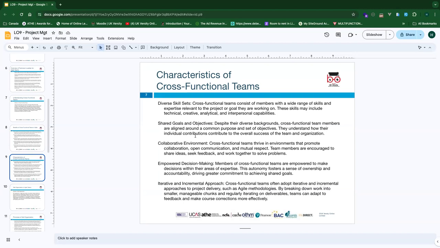Iterative and incremental approach. Cross-functional teams often adopt iterative and incremental approaches to project delivery, such as agile methodologies. By breaking down work into smaller, manageable chunks and regularly iterating on deliverables, teams can adapt to feedback and make course corrections more effectively. So obviously, cross-functional teams take on agile methodologies by breaking down work. You can use the Kanban board by breaking the tasks into backlog, in progress, and done, and move them from one side of the Kanban board to the other.